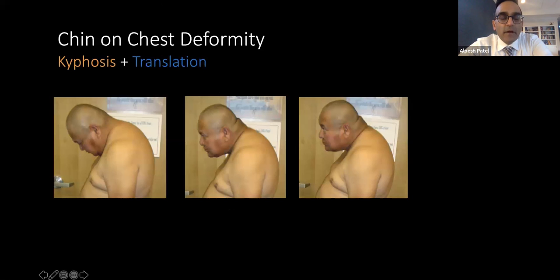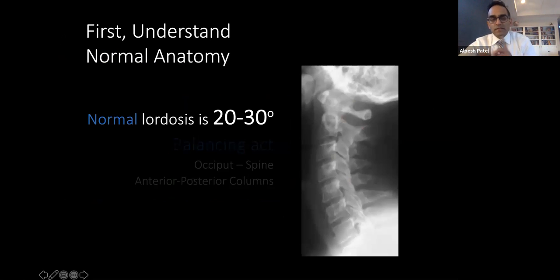If we look at what's going on with him, there are a number of things that come into play with regards to his deformity. He certainly has a kyphotic deformity, and he also has a translational deformity where his head is literally shifted anterior to his thoracic spine. If we think about chin-on-chest deformity, it's this combination of kyphosis and translation, and that becomes really important when we get to talk about correction. But let's not get there quite yet.